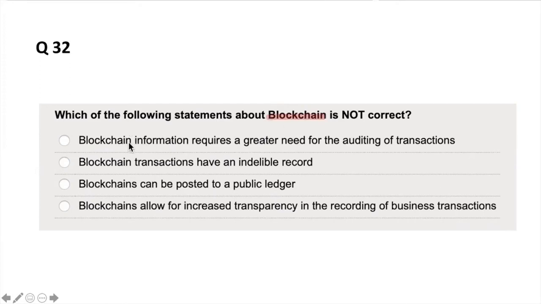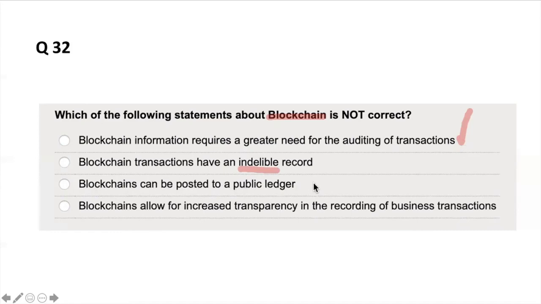So first of all, blockchain information requires a greater need for auditing of transactions. Now, if blockchain is that good to help with trust, less auditing will be needed. So this one is not correct. So the first one is already probably the answer, but let's see the rest as well. Blockchain transactions have an indelible record. Indelible is a difficult word, but it means that whatever is there stays there, like what the internet is all about. So if you make a transaction, it has to stay there. Third point, blockchains can be posted to a public ledger.